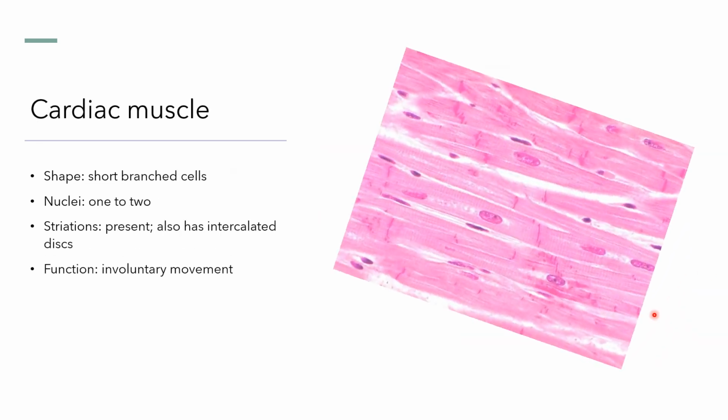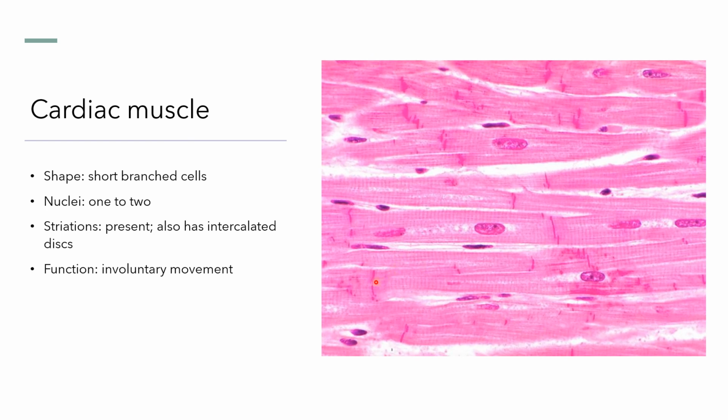Cardiac muscle has short branched cells. Look at that, there's some branching here, some branching here. It has 1 to 2 nuclei. One nucleus here, 2 nuclei here. One nucleus here, 2 nuclei here. And there are some striations present, as well as these intercalated discs. And they also function in involuntary movement, such as keeping the heart beating.